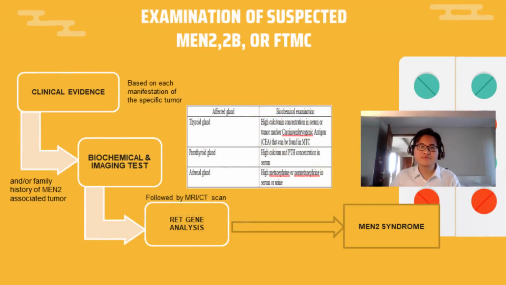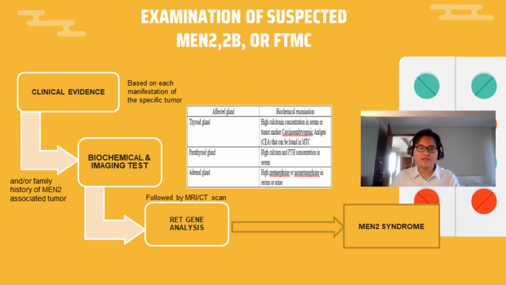The second is the examination of suspected MEN 2A, 2B, or FMTC. Due to clinical evidence based on each manifestation of the specific tumor and a family history of MEN 2 associated tumor, we can undergo biochemical and imaging tests based on the affected gland. For example, if the affected gland is the thyroid, we can check the calcitonin or the tumor marker called carcinoembryonic antigen or CEA that can confirm the MTC or medullary thyroid carcinoma. If the biochemical test is positive, we can undergo imaging tests, for example, MRI or CT scan.